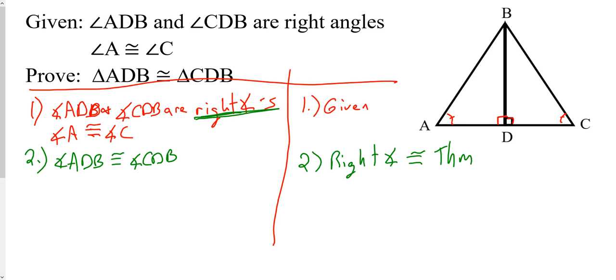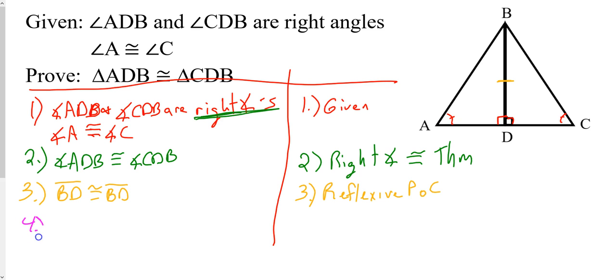So now I've got everything that we marked in our picture is proven. Now I need to go, okay, I know two angles, so I need to know something about a side. So the only side that I know something about is side BD, which is a side in both triangles. So my step 3 is going to say that BD is congruent to BD. And the reason for that, anytime something is congruent to itself, it's reflexive property of congruence.